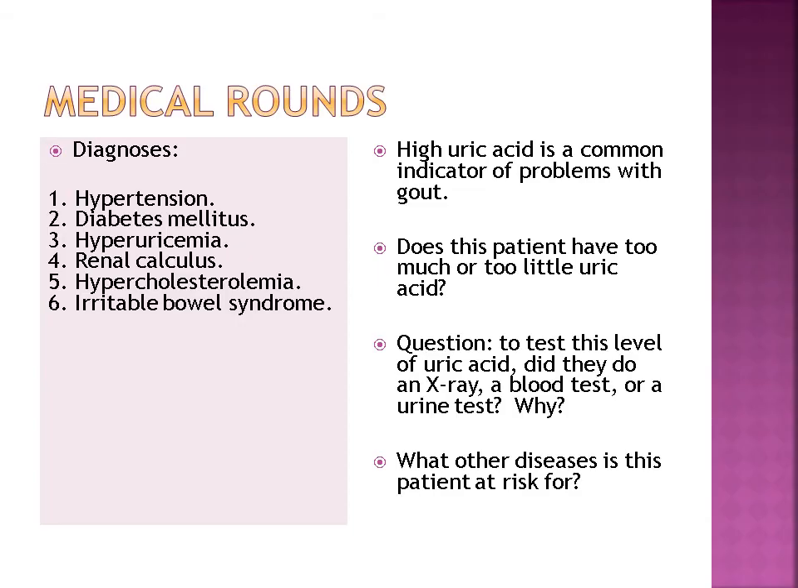Question: to test this level of uric acid, did they do an X-ray, a blood test, or a urine test? Why? Since we know that emia is the suffix indicating blood, it is likely that the test would be from a blood draw. What other diseases is this patient at risk for? Other possible problems the patient might develop include CVA from hypertension or myocardial infarction from coronary artery blockage. Note the hypercholesterolemia.